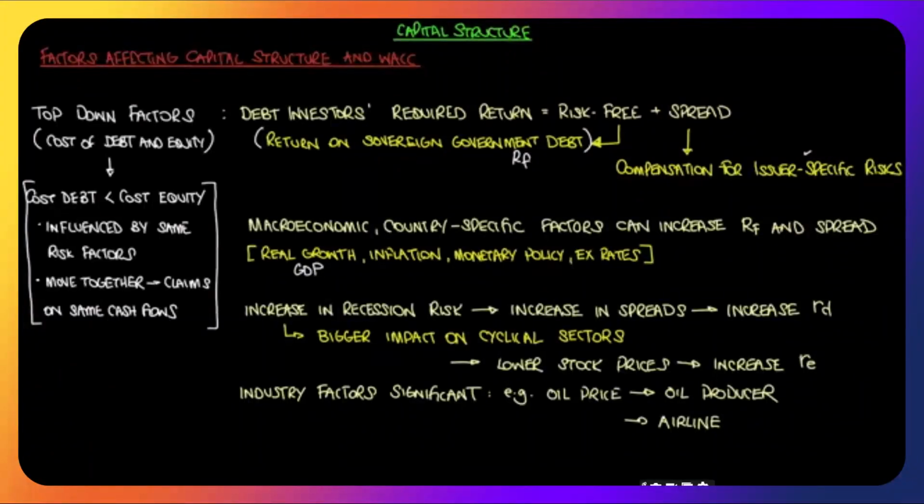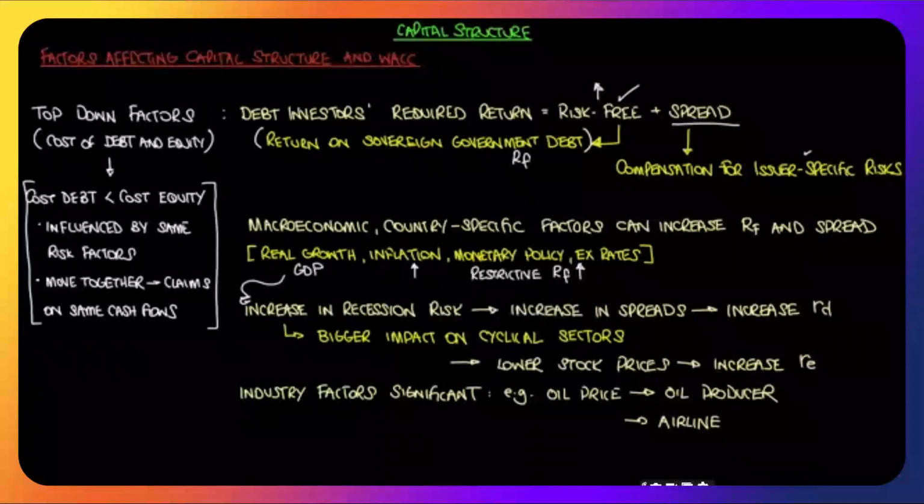Now, some of these should be fairly obvious. If monetary policy, for example, is restrictive, then you would expect interest rates to rise. That's going to take this risk-free rate up before you consider the impact on the spread. Inflation rates, when they go up, they increase interest rates. If GDP growth is miserable, if you have an increased risk of recession, that tends to increase the spreads. So you have factors here that are boosting the risk-free rate, and if you're heading towards recession, an increase in the spreads as well. That's going to increase your cost of debt.